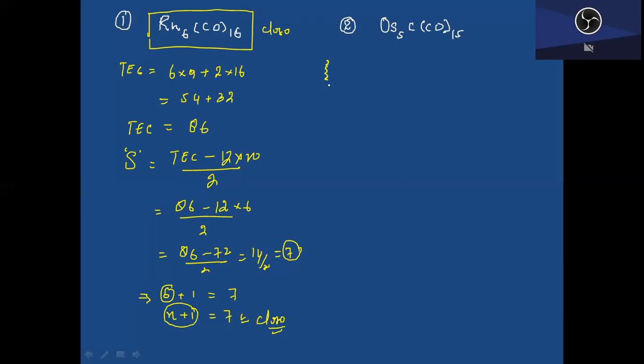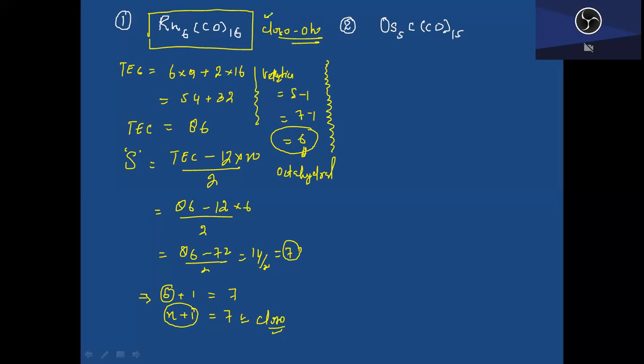Next, for this structure we'll determine one more thing, that is the number of vertices. I have told you the number of vertices is equal to S minus 1. S in this case is 7, so 7 minus 1 is 6 vertices. So this complex contains 6 vertices. Whenever there are 6 vertices, these vertices are occupied by the metal atoms to give an octahedral structure. So the structure of this complex is closo octahedron, isn't it?